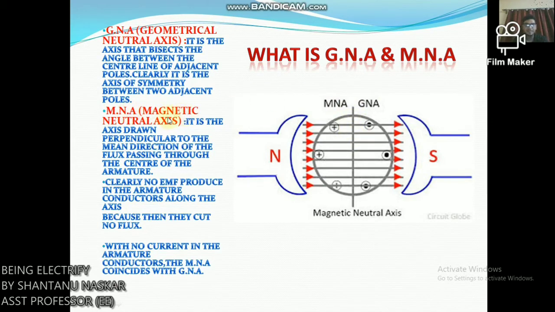MNA is called magnetic neutral axis. It is the axis drawn perpendicular to the mean direction of the flux passing through the center of the armature. So this is the flux going through the armature, and this perpendicular line is called MNA. Clearly no EMF is produced in the armature conductors along this axis, because they cut no flux. With no current in the armature conductors, the MNA coincides with GNA.